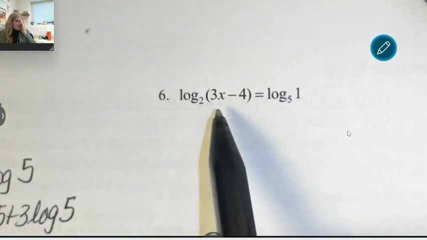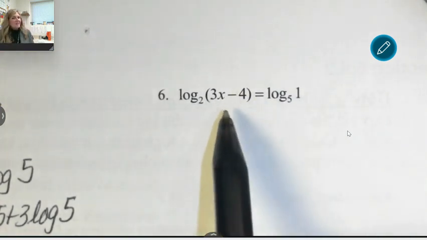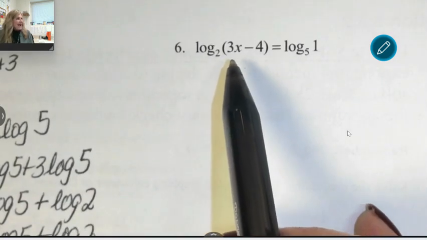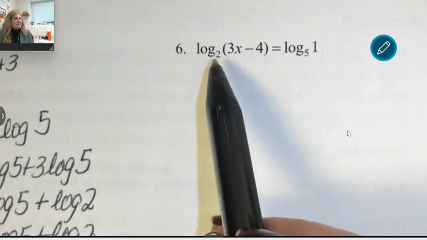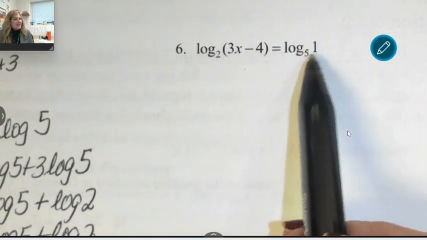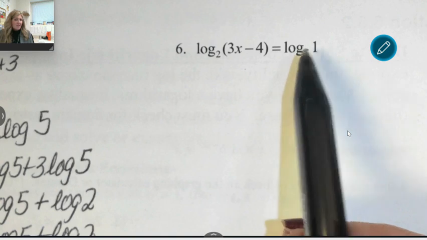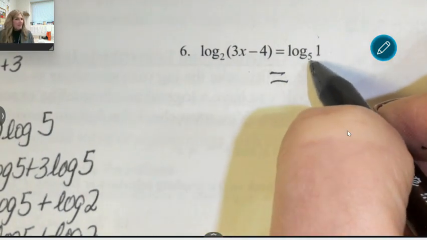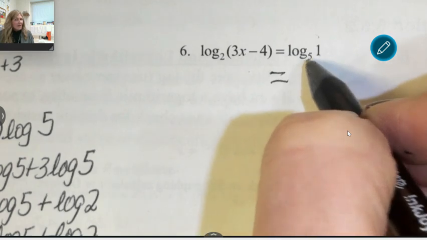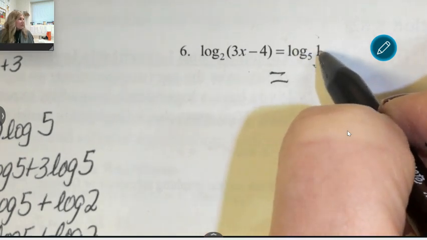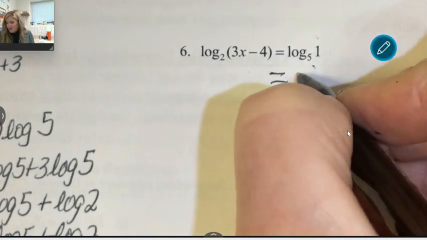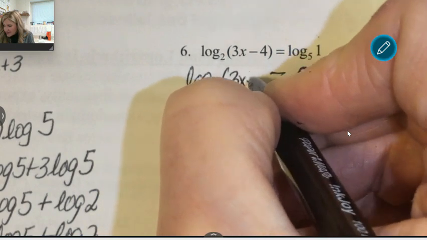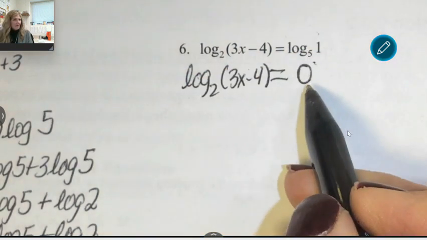All right, on this kind of problem, the biggest thing you have to look for is anything that can be evaluated at the beginning. A lot of times people are like, oh, I should get like bases. No, you shouldn't, because this over here has a very simple answer to it that will make the problem easier. What is log base 5 of 1? 0. Okay, so I have log base 2 of 3x minus 4 equals 0.